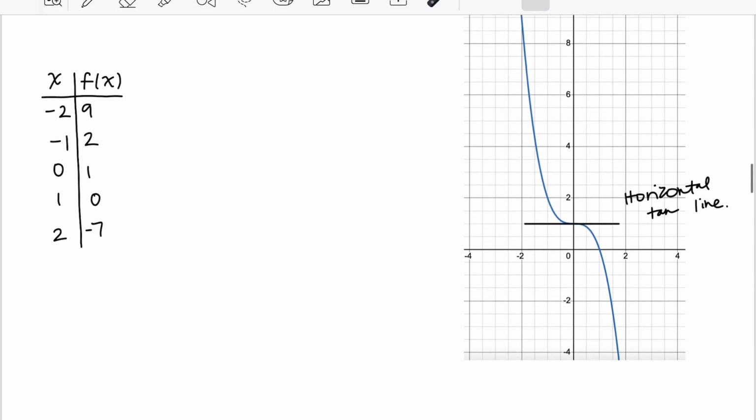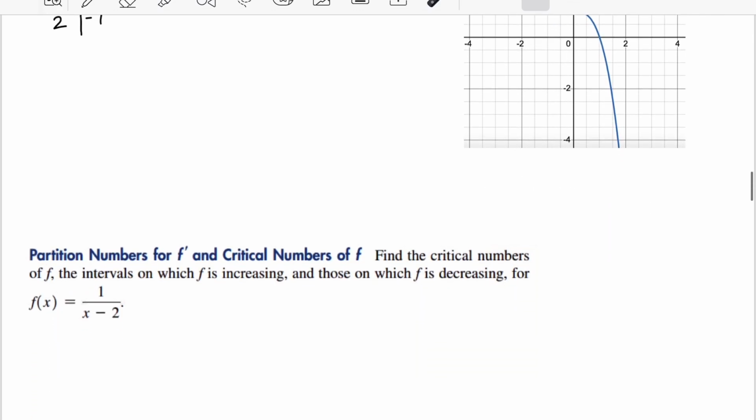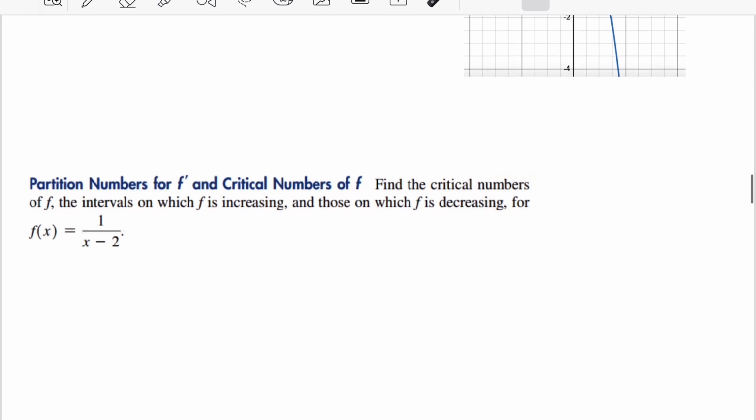All right, let's look at a next example here. So again, we want to find the critical numbers of f and the intervals on which our function is increasing and decreasing for this given function here. So again, the first thing we're going to do is find the derivative of our function. And there are several different ways we can do this.